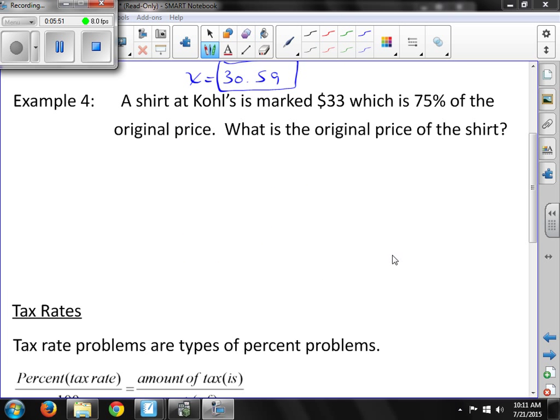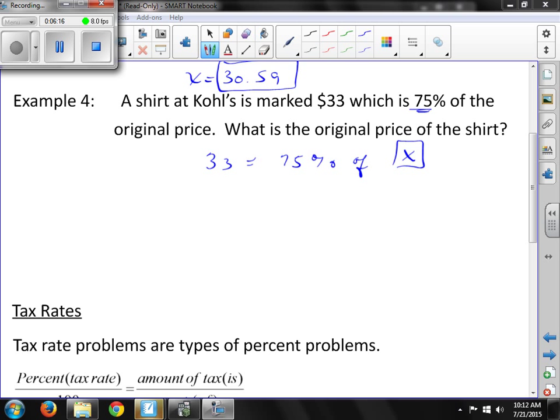A shirt at Kohl's is marked $33, which is 75% of the original price. What is the original price of the shirt? So we'll start off saying that $33 is or equals 75% of what number? So we're looking for the X.